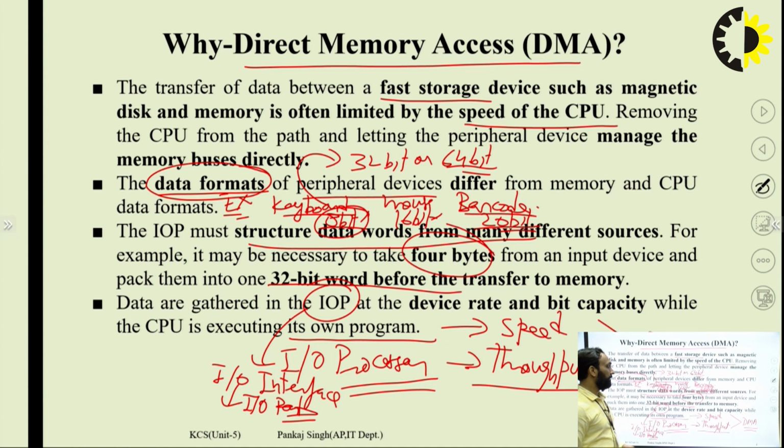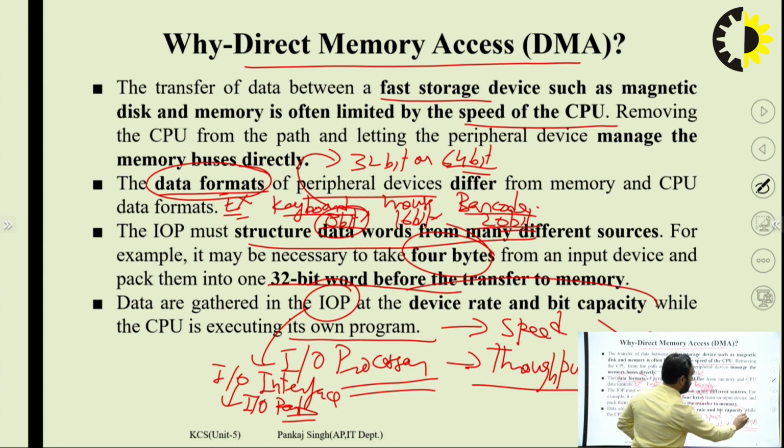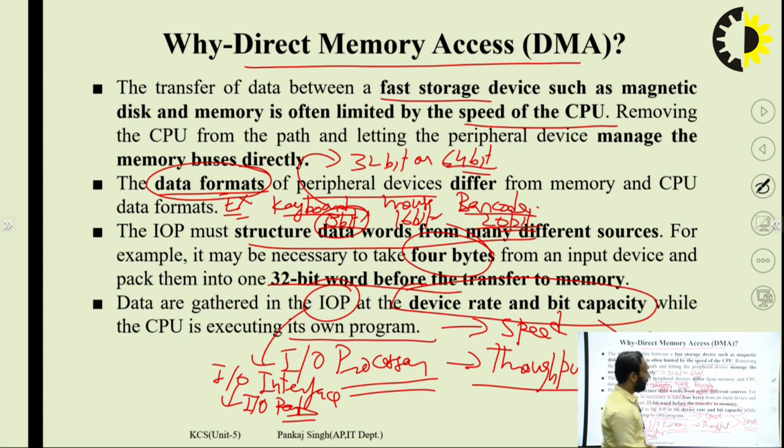So as I said earlier, the data transfer rate and bit capacity of the machine differ between the processor and storage devices, memory and IO devices. So to make it comfortable to share the data at the same rate or in the required bit capacity, we use DMA to overcome this problem. How this problem is overcome, we will discuss in detail with the help of a block diagram.